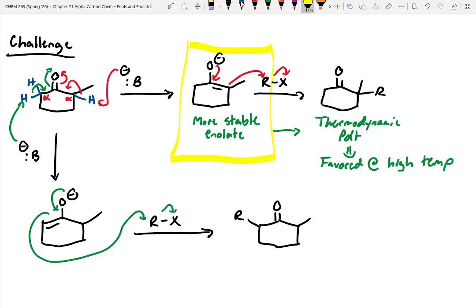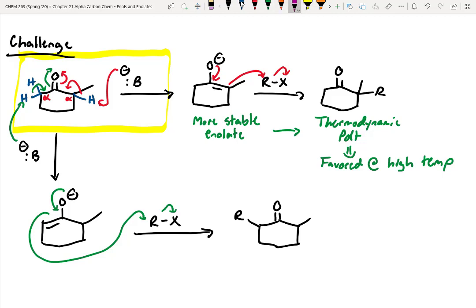All right, now what I want you to do is to imagine this initial step. So let's imagine this pathway, right? If you're a base and your goal is to grab this proton, that proton's in a pretty crowded nook, right? That proton is coming off of a tertiary carbon.